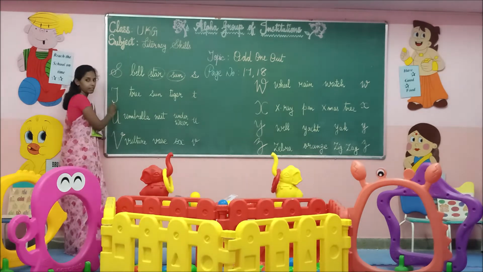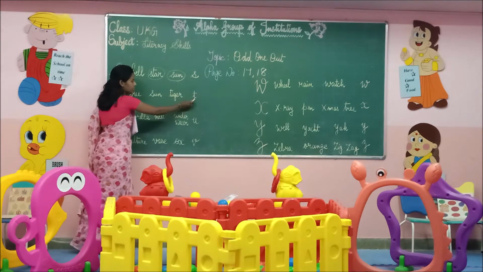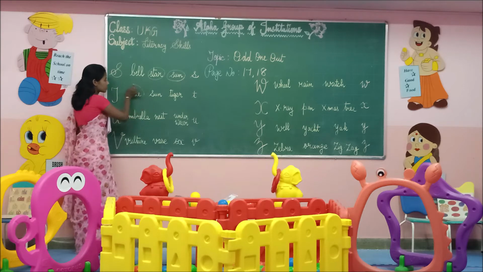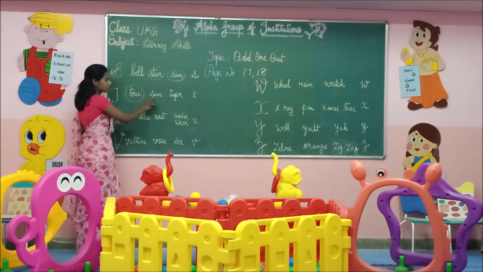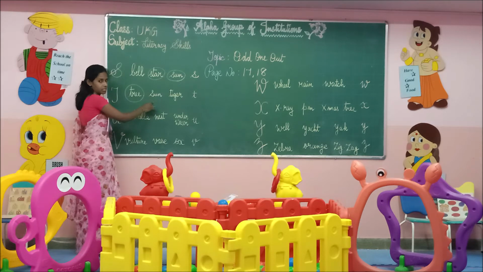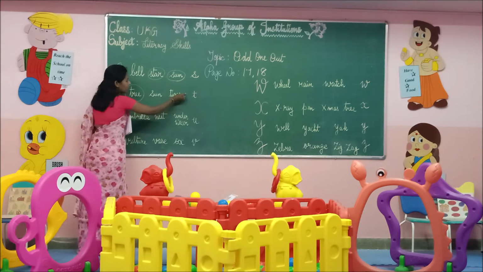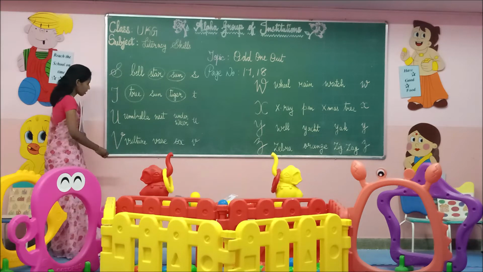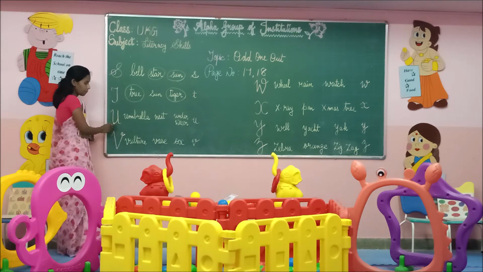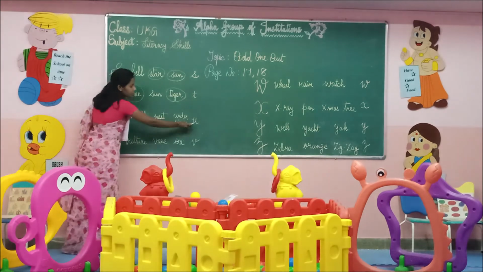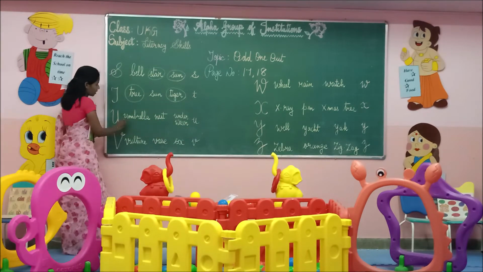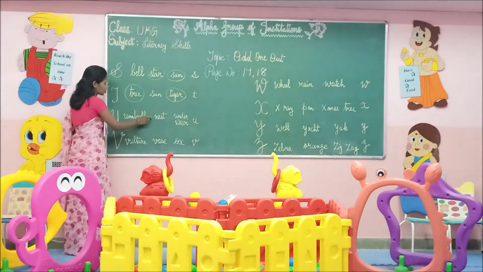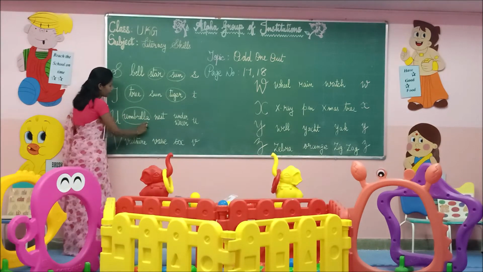This is capital letter T. This one is small letter T. See which words have T as their first letter? Tree. Sun has S as the first letter, so ignore this. Tiger. Tiger has the first letter T. Good. What's the next alphabet? Capital letter U. And this is small letter U. Umbrella. Umbrella has U as the first letter. So, circle the word umbrella.